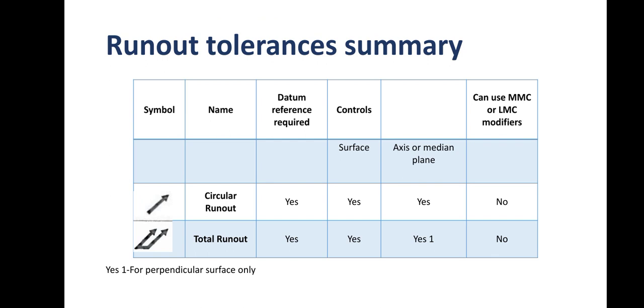Runout tolerance summary. The circular runout as well as the total runout requires a datum reference always, even though it is similar to circularity and cylindricity, which don't need a datum reference. It controls surfaces and axis and median plane, and total runout controls perpendicular surfaces only. Whether it can use MMC or LMC? No. It controls surfaces and median axis, but doesn't use any MMC or LMC modifiers.